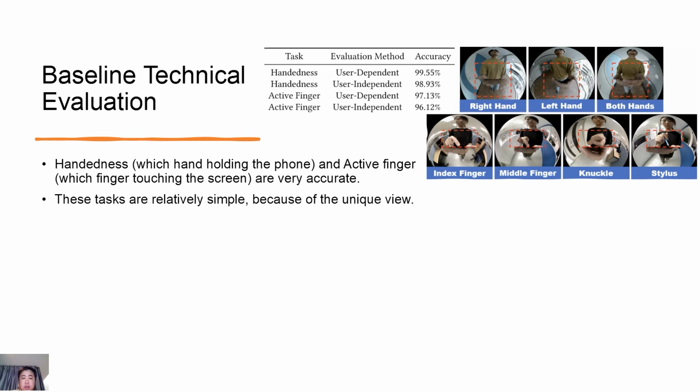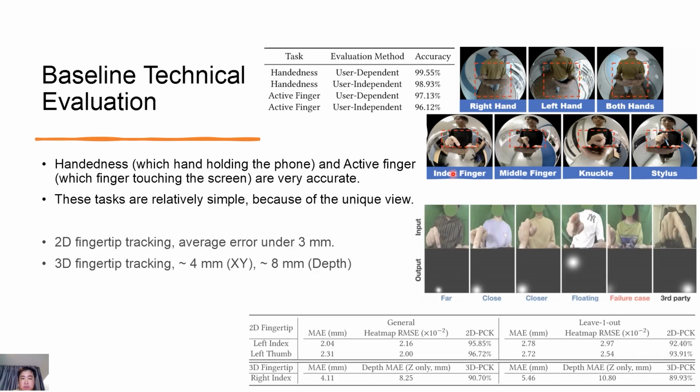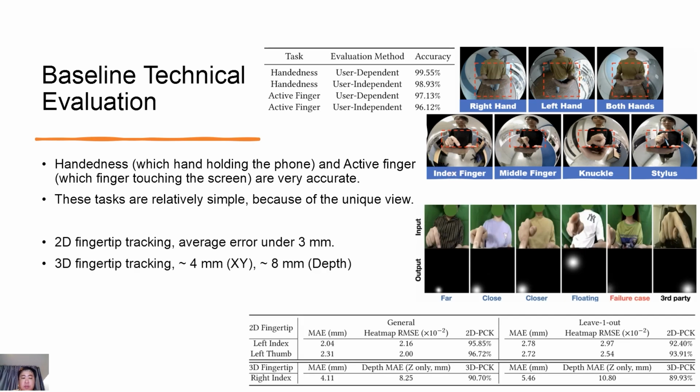In short, for the handedness task and the active finger task, the results are very accurate because these tasks are relatively simple because of this unique viewpoint where the hands are always at the middle of the camera view. For 2D fingertip tracking, the average error are under 3 mm, while for 3D fingertip tracking, the error are higher at 4 to 8 mm.